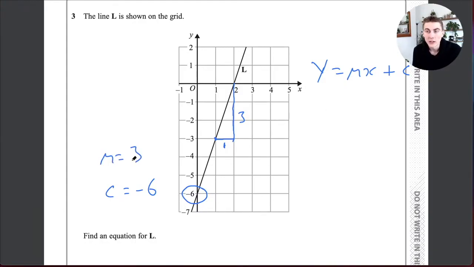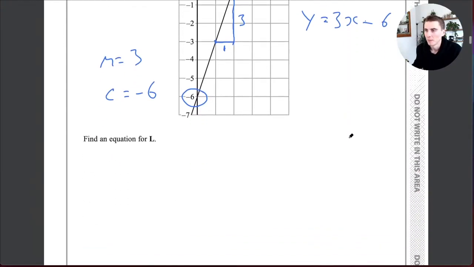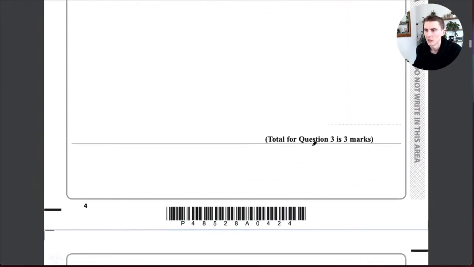And now that I know m and c, I just put them into the equation. So y is going to be m, which is 3, x, plus c, which is minus 6. So I could add negative 6, or I could just take away 6. And that there is the equation of the line. So I would write that down here on the line.